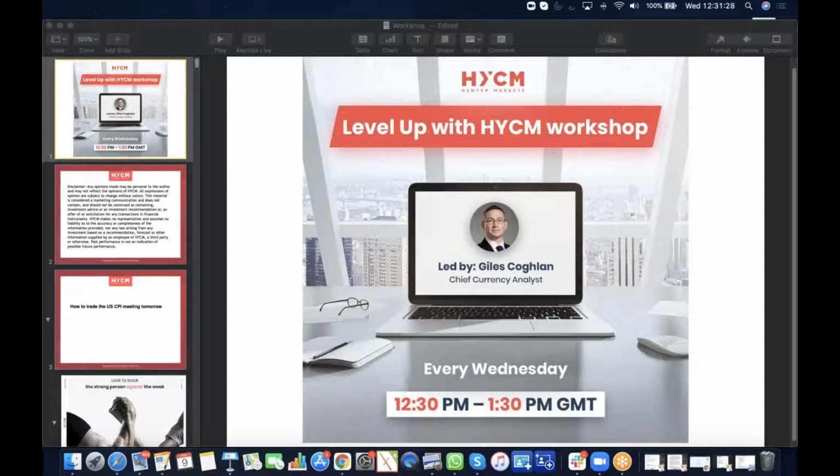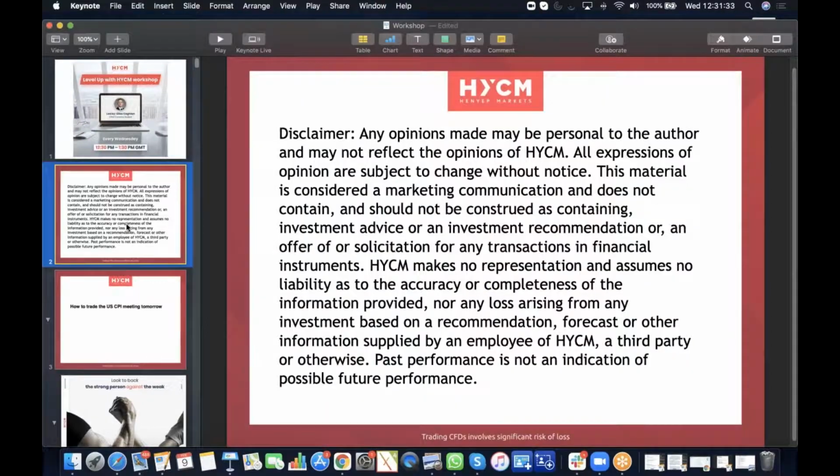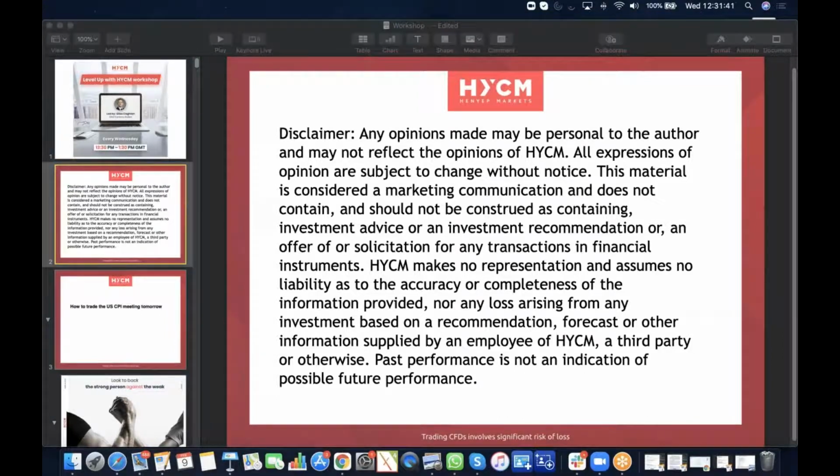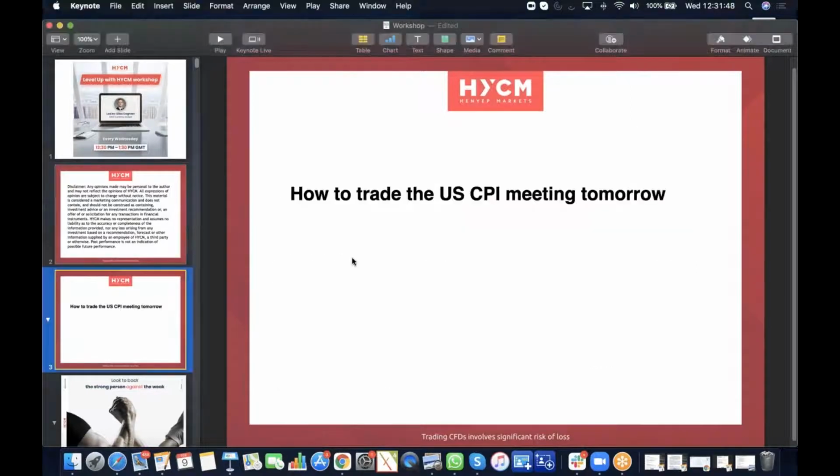Looking forward to getting us ready for the main trading event of the week, which is the US CPI print. I will, of course, just go through the market. Don't forget to use the question and answer and chat box. I will be keeping that open, so if you have any questions as we go along, please do pop them in. We'll be looking at how to trade the US CPI meeting tomorrow. I'm going to be running through why this is so important, giving us the broader context of the importance of this inflation meeting, and showing you the best instruments for trading it.